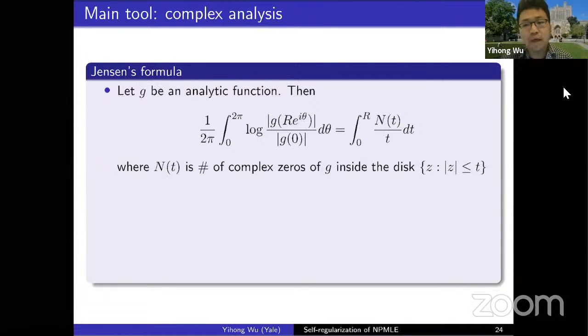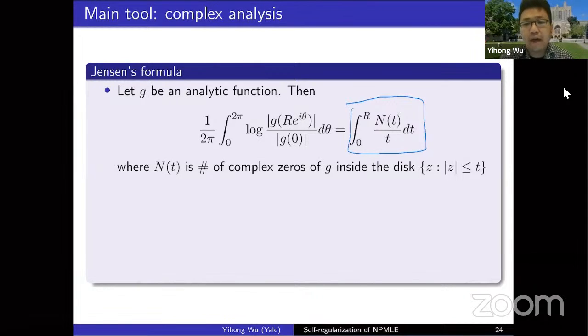So first, let me go to the complex plane. I'm going to want to overbound the number of complex zeros. Here is a result that relates the number of zeros to the integral of a function. If you take a very nice analytic function and integrate over a circle of radius r centered at 0, what you're integrating is the log of the modulus of the function. The average, after subtracting the log modulus of this function at the center, is related to the following integral of the number of zeros. This is an identity, where n(t) is the number of complex zeros inside a disk of radius t.